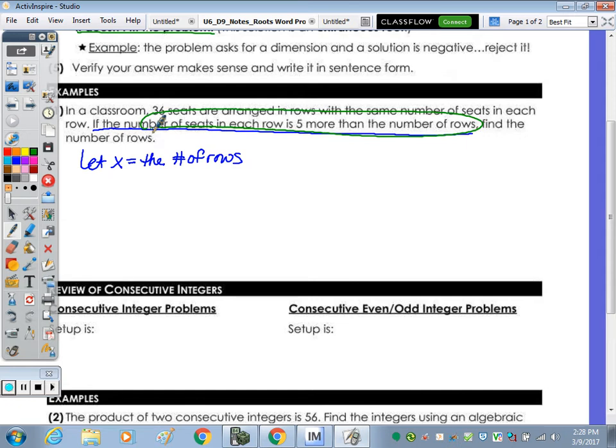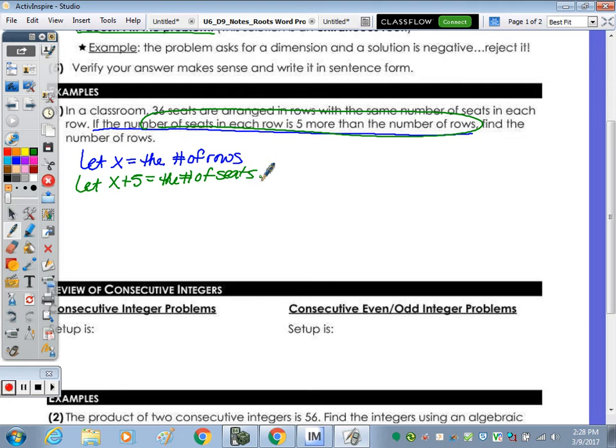Sarah? It's not going to be 5 plus x. More than means to add. So it's going to be either 5 plus x or x plus 5. Addition is commutative, so you can change the order and get the same thing. I like to write it in terms of x first. So x plus 5 is the number of seats.